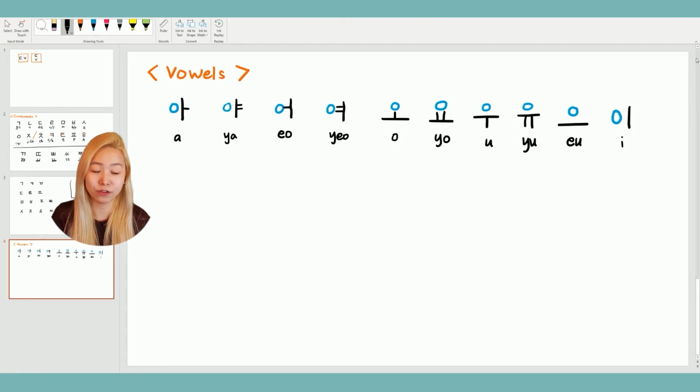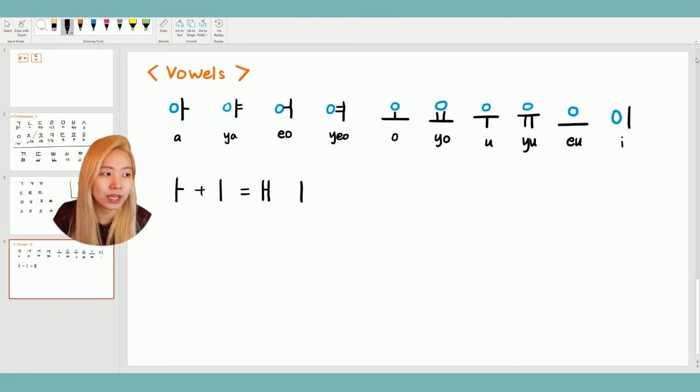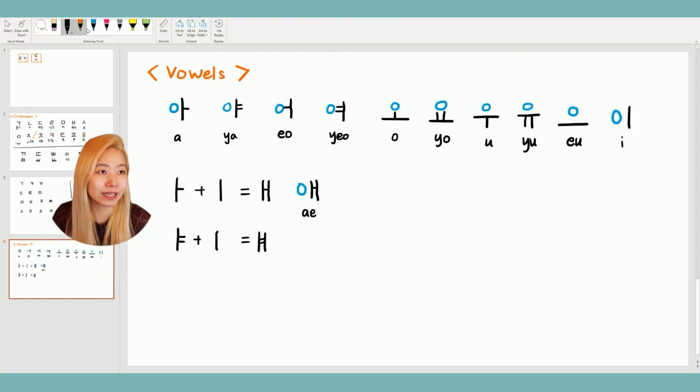And then we do have complex vowels. Let's get started. So the first one, a plus e. So that it becomes this sound, okay? It looks like this, right? Vertical line. So that's a sound. Okay? And then the second one will be ya plus e. That becomes ye. It looks like this. Circle on the left. Ye. So y in front. All right, so this one is ye.